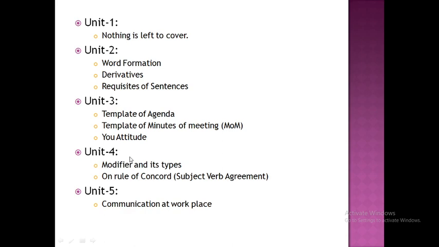Unit 4 has 2 different contents. The first one is modifier and its types, and the second one is an extension of a rule which we discussed already in subject verb agreement. Again I am highlighting, an extension of a rule which we have already discussed in subject verb agreement. And unit 5 has only one content to discuss, which is communication at workplace. So these all contents will be discussed in this video.